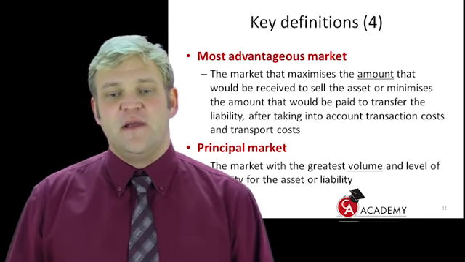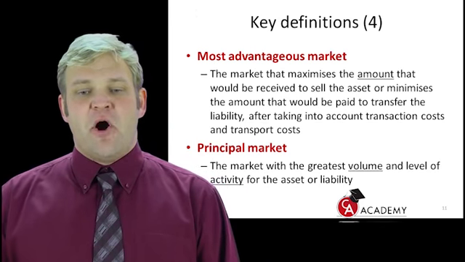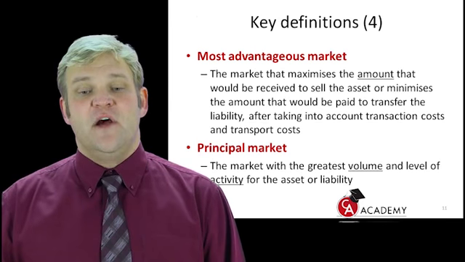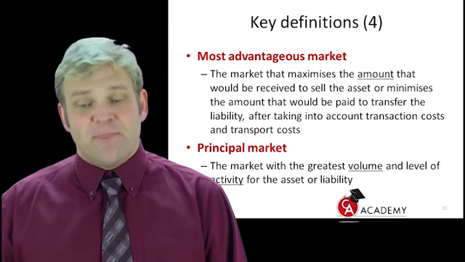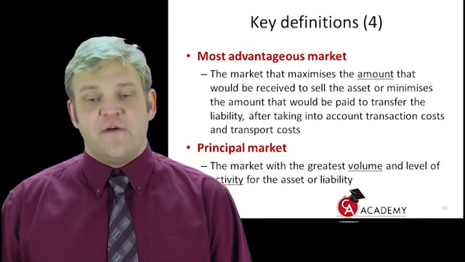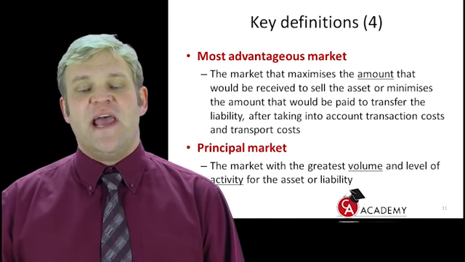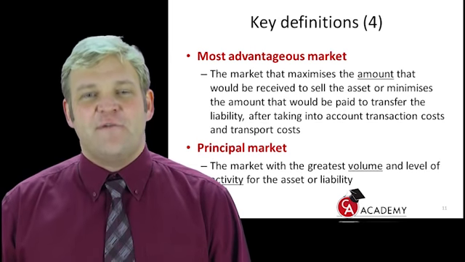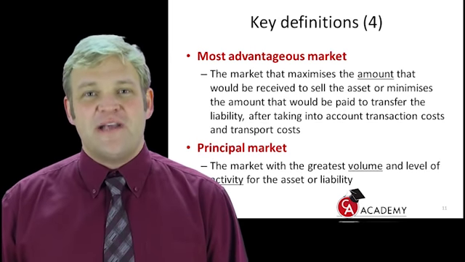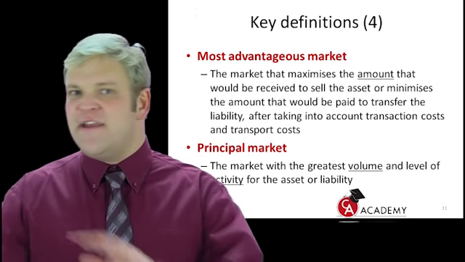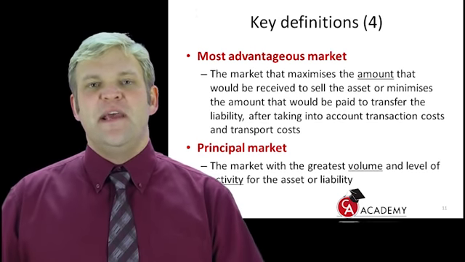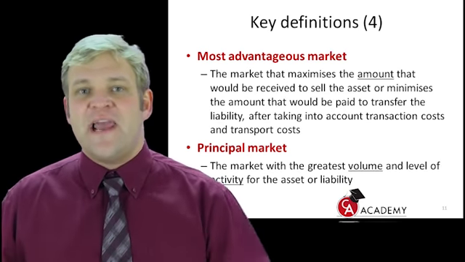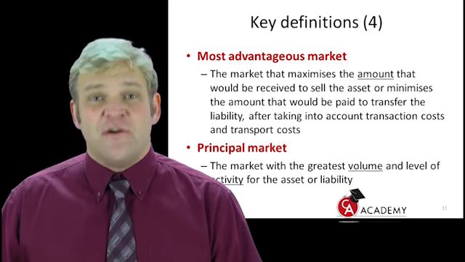Let's look at the first one. The most advantageous market is the market that maximizes the amount that would be received to sell the asset, or minimizes the amount that would be paid to transfer the liability, after taking into account transaction costs and transport costs. So what does this mean? This would mean the best price that we can get for our asset, or the lowest settlement price that we have to pay for our liabilities under any circumstances. So this would be, even if we could say we can do a special deal with a company that is a related party, then that is a most advantageous market.